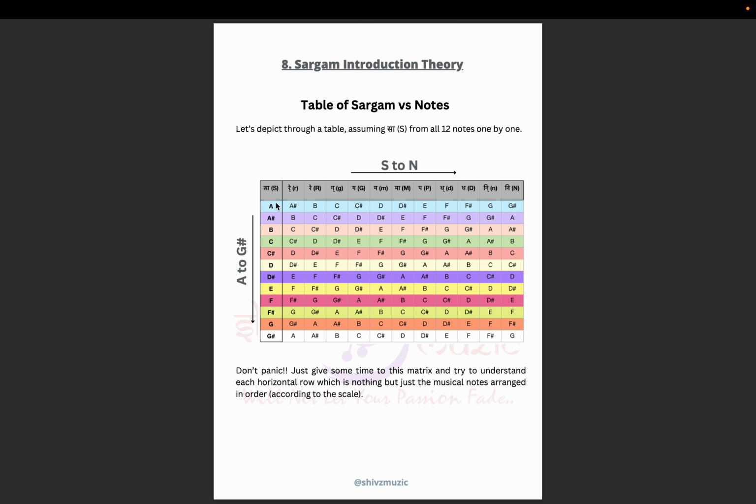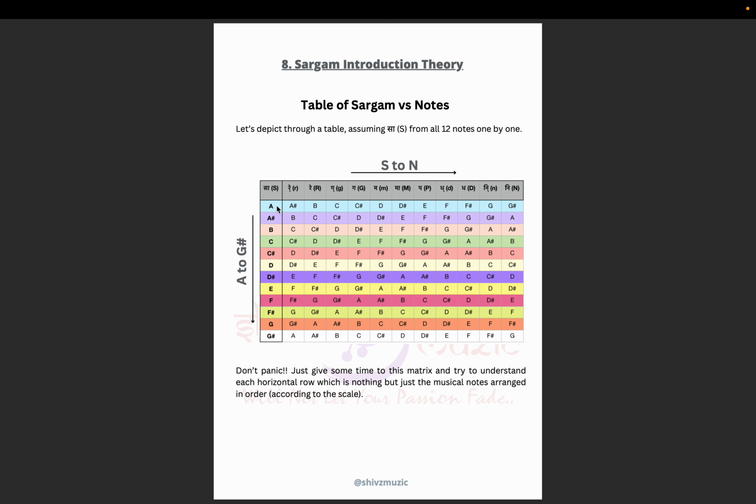Like here I have taken from Sa, Re Komal, Re Shuddh, Ga, the order of Hindustani Sargam from left to right, and from top to bottom I have written down all the scales: A sharp, B, C, C sharp, D, D sharp, E, F, F sharp, G, G sharp. So these all 12 scales I have written down. Now each horizontal row I have depicted with different colors. Okay, so this is light blue color, sky blue. So you can see the A scale.